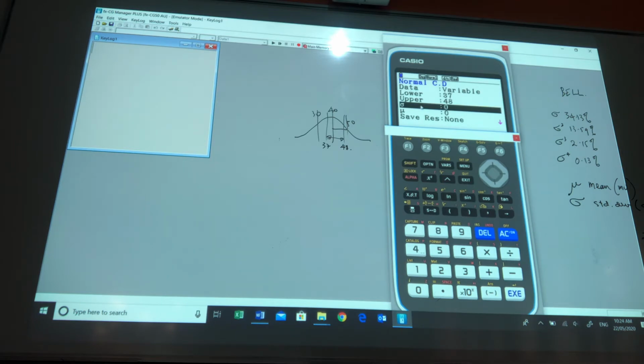Now these are a bit back to front. Rather than give you the mean first, they give you the standard deviation first, and the standard deviation is 10. Execute. And the mean in this case was 40. So I've put all the information in there. Execute. Execute.